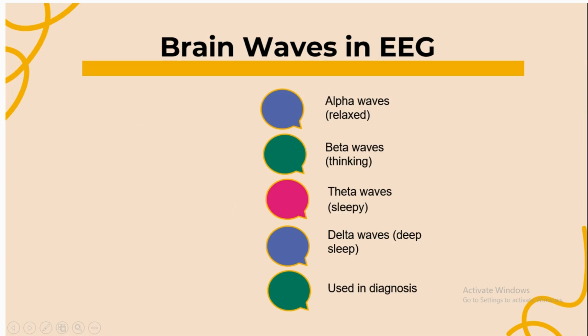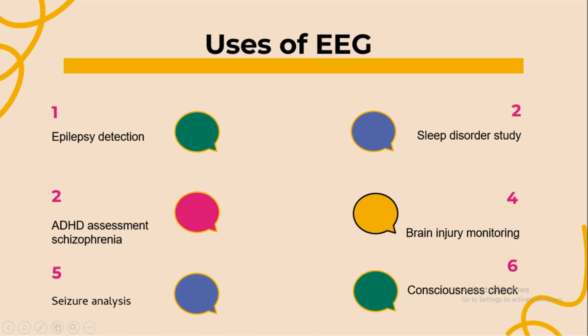Brain waves in the EEG. There are different waves: the alpha waves, which are for relaxation, the beta waves, which are used for thinking, the theta waves, which occur in the sleepy condition, and the delta waves, which occur in deep sleep and are used in diagnosis.